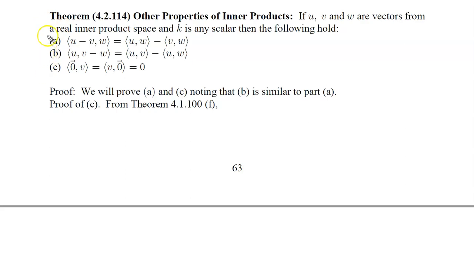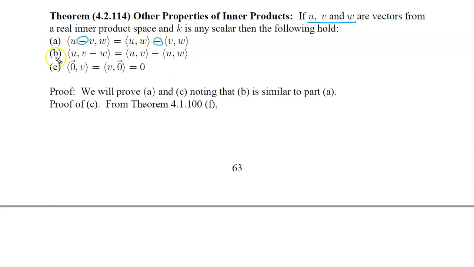Now we have listed here some important properties of the inner product. If you take three vectors, u, v, and w, from any inner product space, then we have these results. The inner product of u minus v with w is the inner product of u, w minus the inner product of v, w. So you have a distributive property with respect to the minus here.